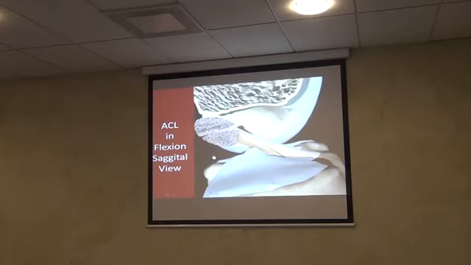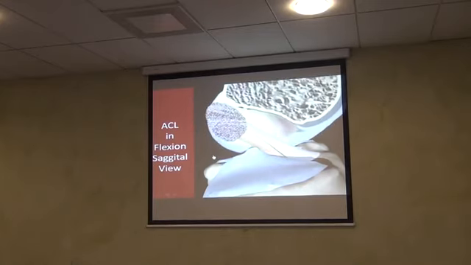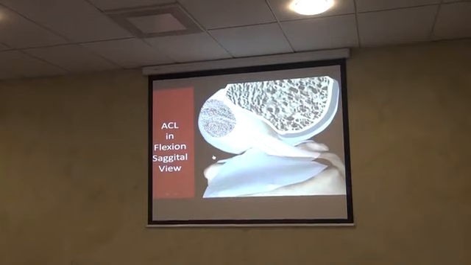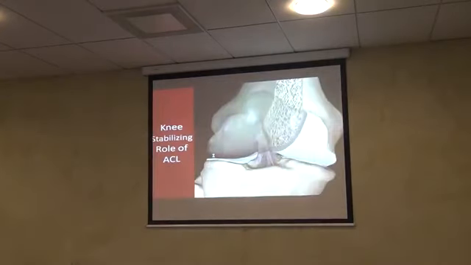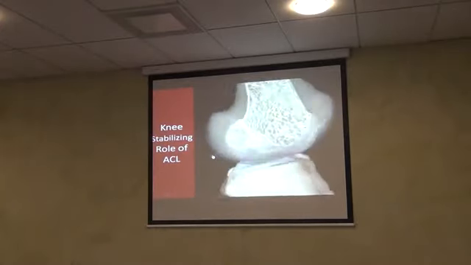We have 4 bundles because some bundle becomes taut when the other bundle becomes relaxed. In this view, we can see only 2, but in fact there are 4.